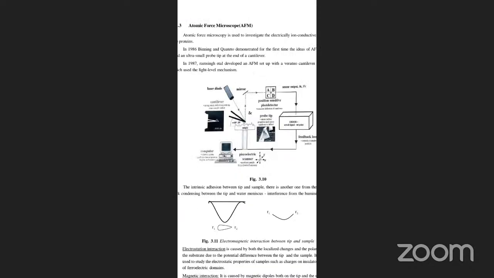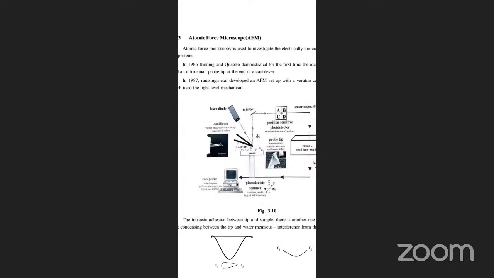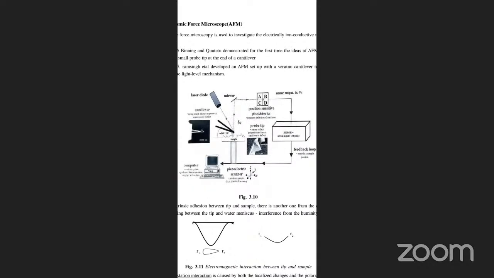AFM, atomic force microscope. Atomic force microscopy is used to investigate electrically non-conductive materials like proteins. In 1986, Binnig et al. demonstrated for the first time the idea of AFM, which is an ultra small probe at the end of a cantilever. In 1987, Meyer et al. developed an AFM setup with a cantilever technique which uses the light lever mechanism.